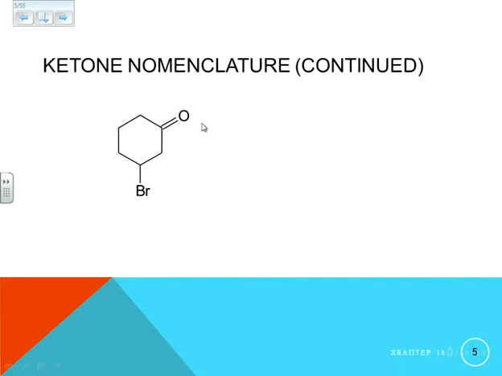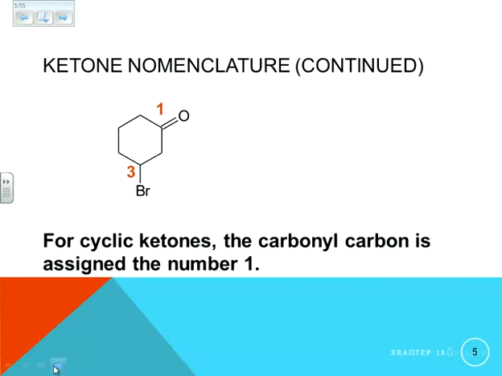What would you name this one? Cyclohexanone. Can you see that this is not benzene? Benzene will have the double bonds. Cyclohexane will not. So a cyclohexanone. And then what is this? 3-bromo. 3-bromocyclohexanone.